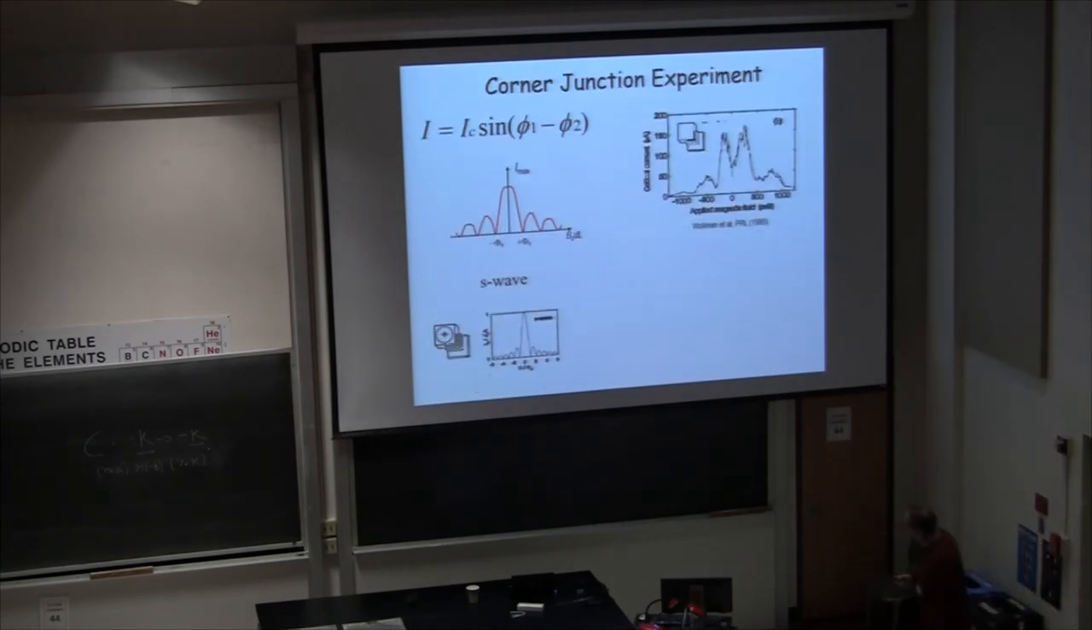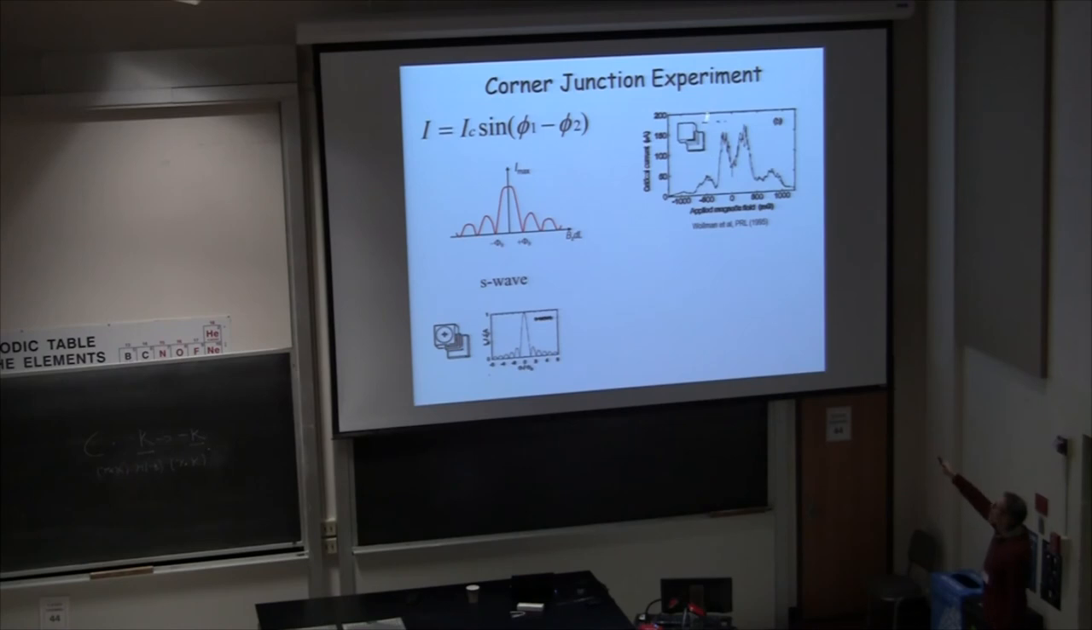Alright, so let's see how these sign changes manifest themselves. Let's first go to this corner junction experiment that I showed you before. This is a Josephson junction, and as I told you, if we apply a magnetic field through the junction, we expect to see this critical current suppressed. And what Dale Van Harlingen's group saw was instead it increases.